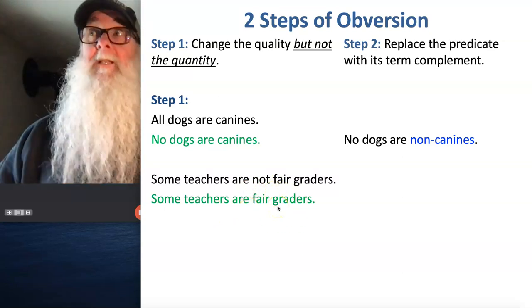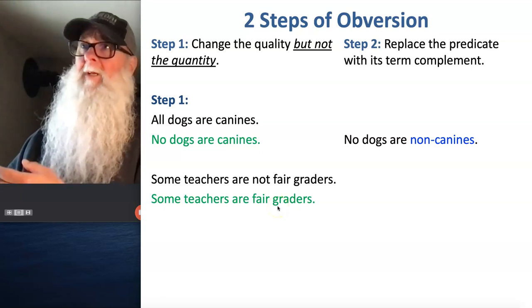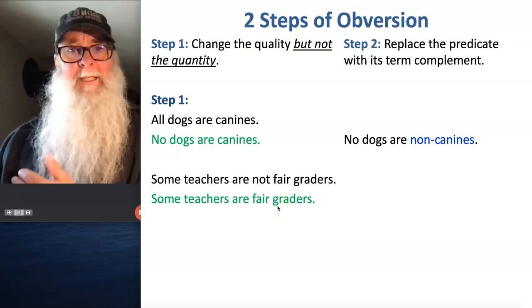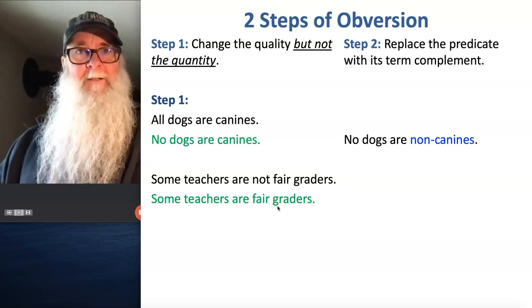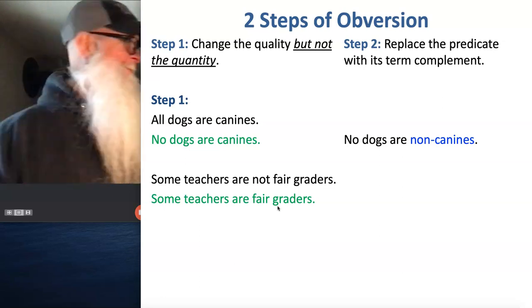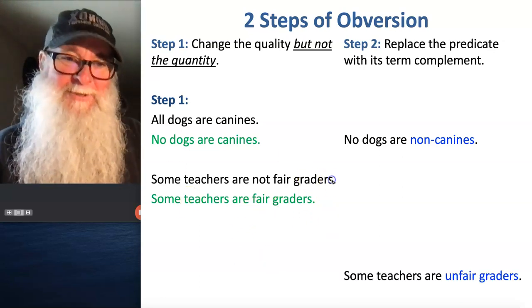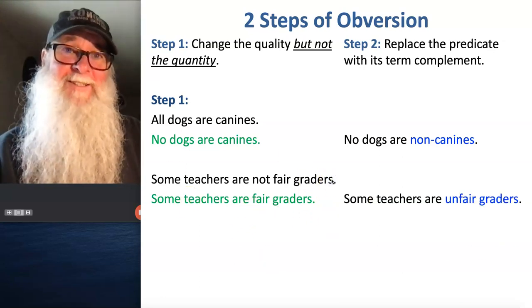Now down here, I'm going to look at my predicate term, fair graders, and I'm going to ask myself, is there another term that's similar to possible actions and impossible actions that I can use as the term complement for fair graders? You said unfair graders? You rock. Okay, yeah, so let's use that. Some teachers are unfair graders, okay?